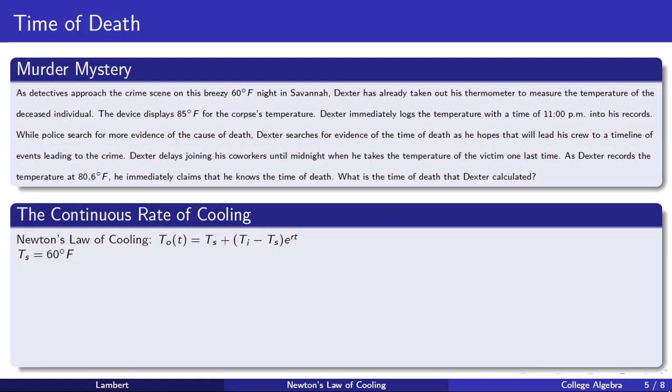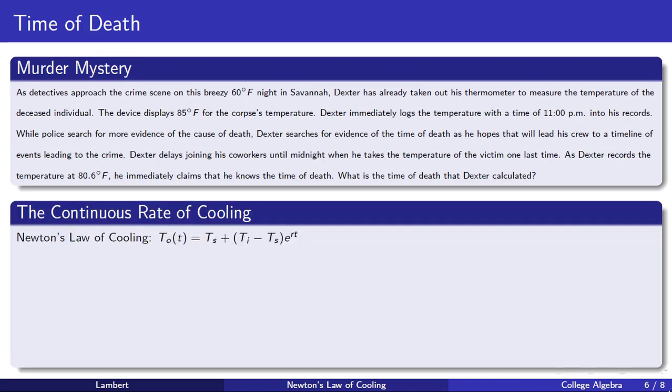So we have T sub S equals 60 degrees Fahrenheit. Our little t equals 1 hour, and that's because we have 11 p.m. till midnight. That time frame is 1 hour. T sub I, our initial temperature in this case, if we're doing that 1 hour time limit, we have 85 degrees Fahrenheit is when he first takes the temperature at the crime scene. And our T sub O, our temperature of object, after 1 hour has passed, is 80.6 degrees. That's the temperature at midnight. Okay, so plugging all this into our formula, what do we have? Well, we have 80.6 equals 60 plus, and then that 85 minus 80.6, and then e raised to the r power, essentially.